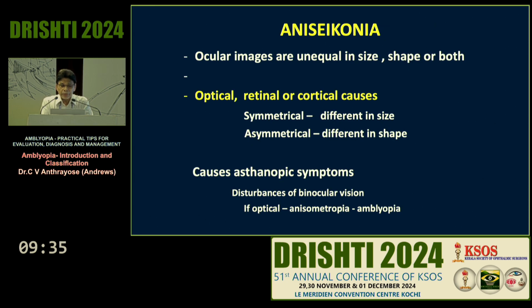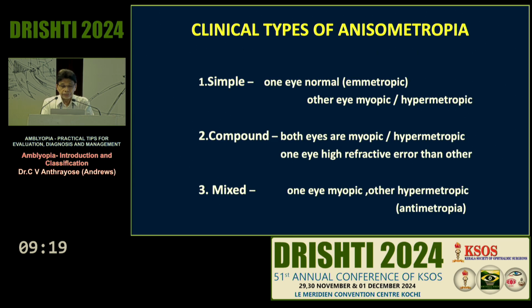Aniseikonia means the ocular images are unequal in size or shape or both. It can be due to optical, retinal or cortical causes. It can be symmetrical or asymmetrical. Symmetrical means different size and asymmetrical means different shape. It mainly causes asthenopic symptoms.